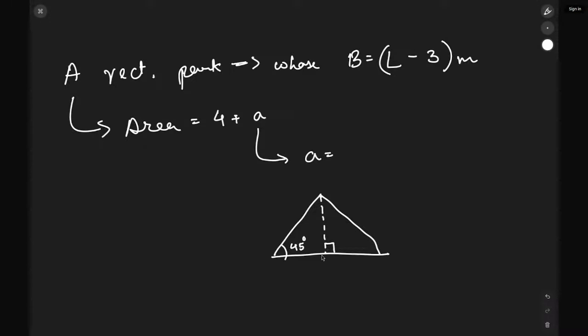with its base as the breadth of the rectangular part. So that its base is the breadth of the rectangular part. So it is L minus 3 meters in length. And its altitude is 12 meters. Now we have to find the length and the breadth. So this is the basic question. Understand this question and write it in your own language for you to understand.